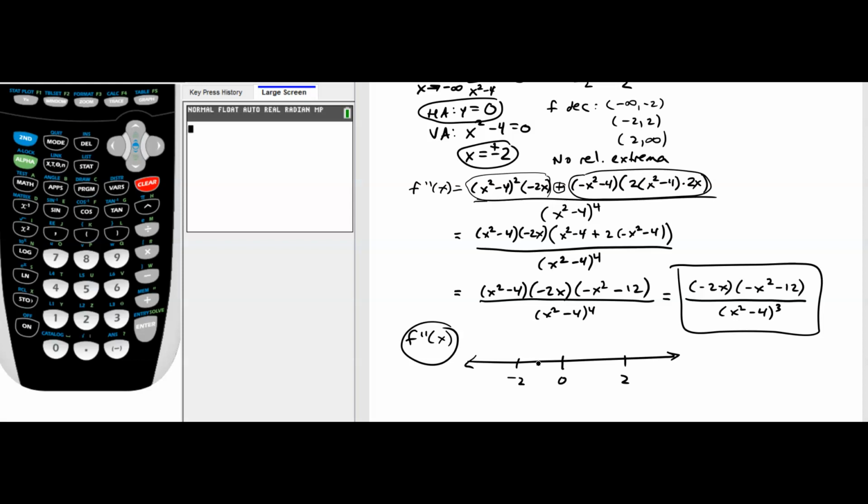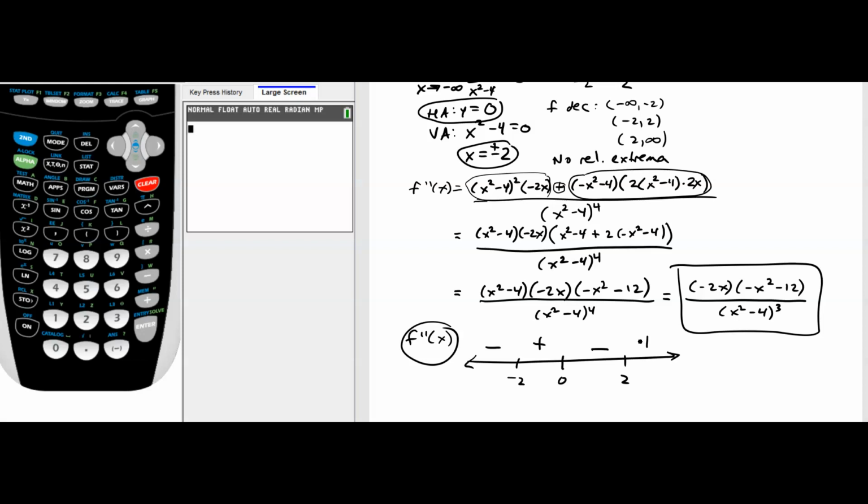and it's all going to change depending on what interval you're using a value from. You can take a representative value like 1 and you end up with negative 2 times a negative, so that would be positive, divided by 1 minus 4, that would be a negative cubed, that would be negative, so a positive divided by negative would be negative. And you could take some other representative values, and what you would see is this. It's actually going to go like this.